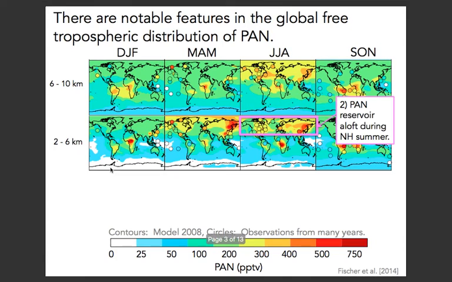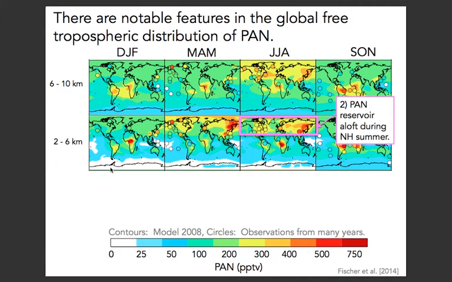So the second feature that you can see from plots like this is that the model produces a reservoir of PAN aloft in the northern hemisphere summer, and you can see that both where I have it circled here, or squared in pink, and then higher up in the atmosphere.